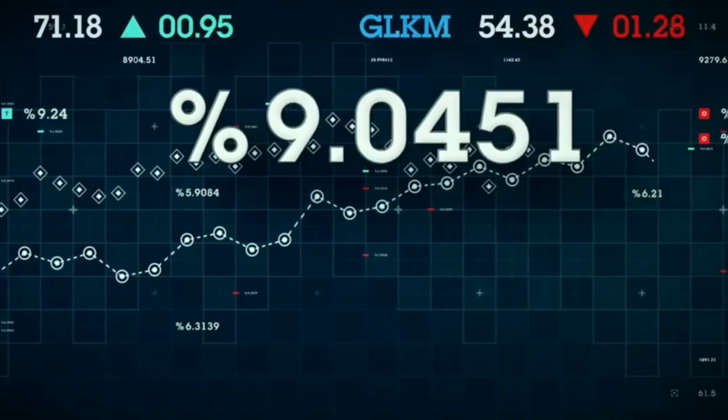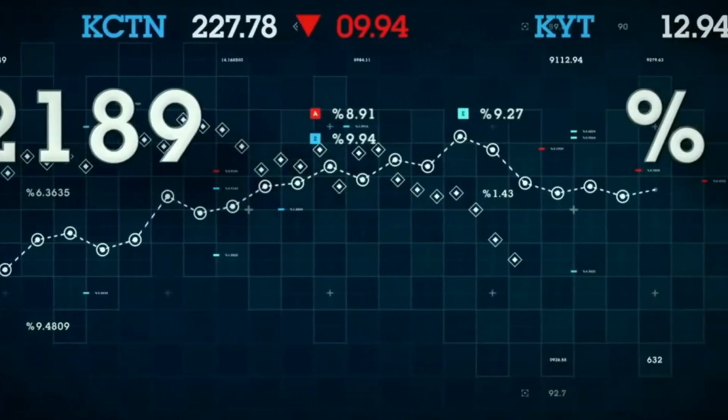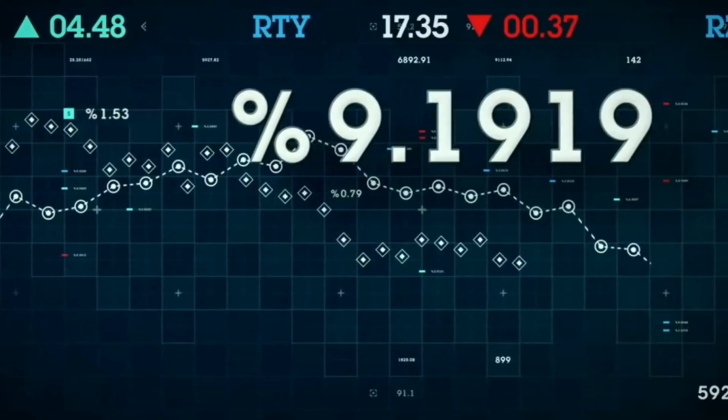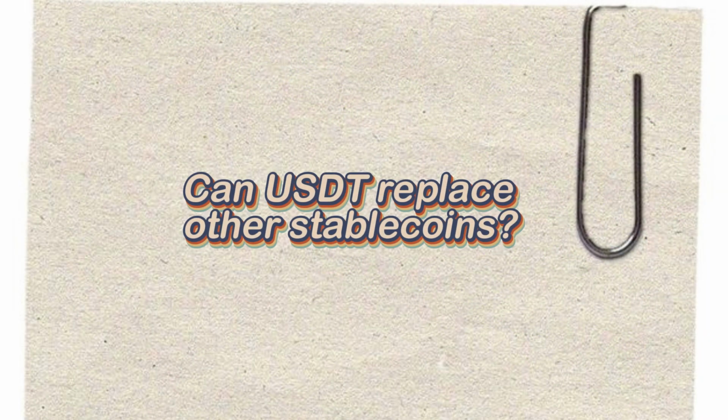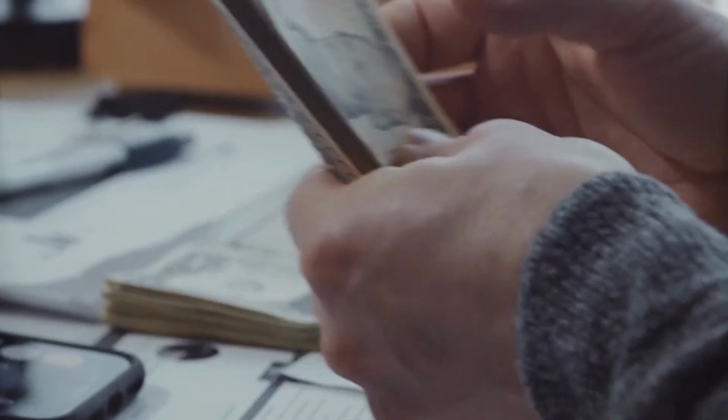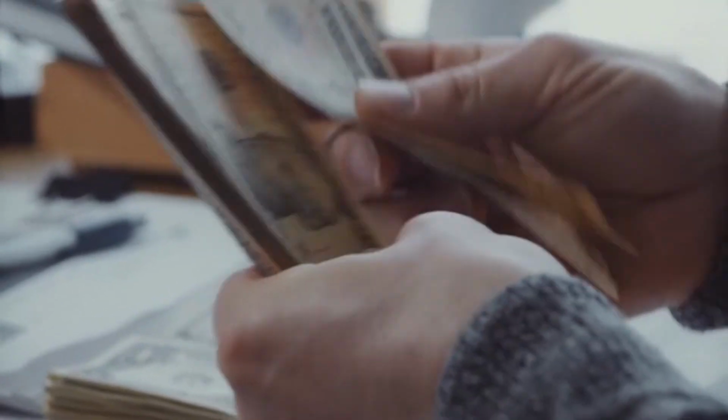High liquidity. Since it's widely accepted across most exchanges, buying, selling, or converting USDT is simple and accessible anytime. Can USDT replace other stablecoins?